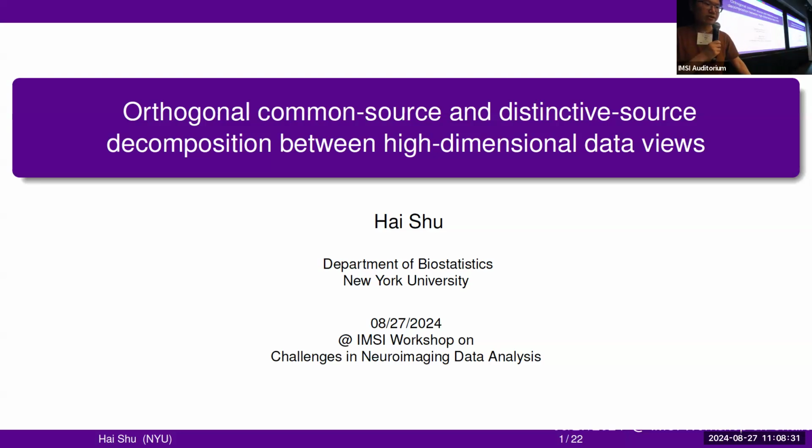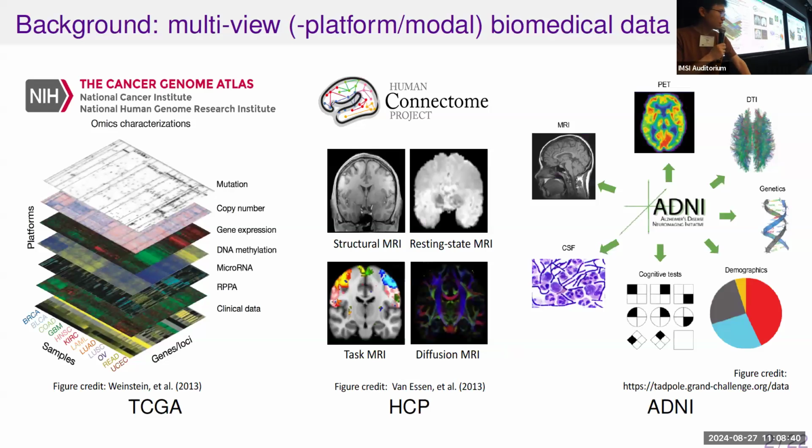I will talk about my recent work on orthogonal common source and distinctive source decomposition between high-dimensional data views. So first, let me introduce the background. As you know, nowadays many biomedical studies collect multi-view data. For example, the HCP project has multi-module brain image data like structural MRI and functional MRI. And also the ADNI project has both genomic data and image data.